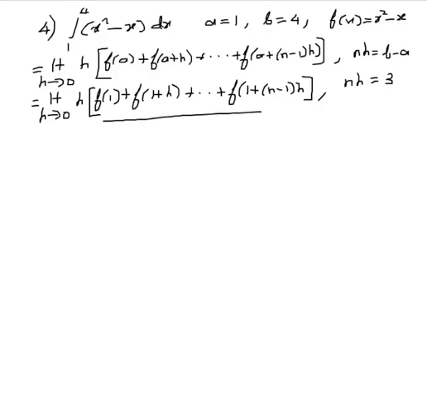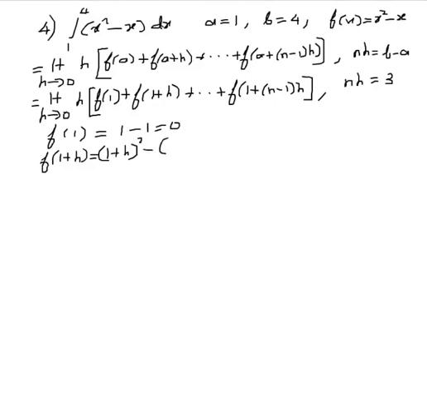Now the next step is, we will find these expressions. f of 1. f of x is x square minus x. So f of 1 will be 1 square minus 1, 0. Next, f of 1 plus h, which is 1 plus h the whole square minus of 1 plus h. I told you to open these brackets and simplify. 1 plus 2h plus h square minus 1 minus h. Let us simplify this. It becomes h plus h square, etc.